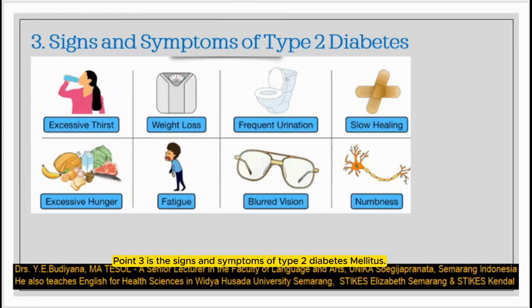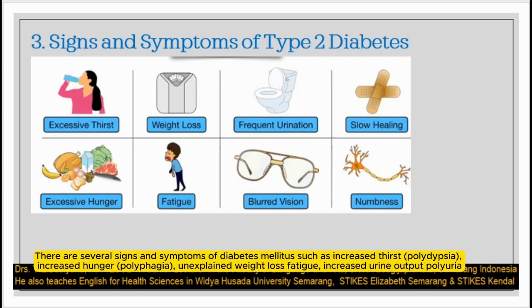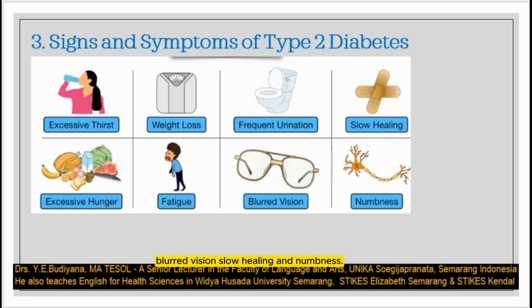Point 3 is the signs and symptoms of type 2 diabetes. There are several signs and symptoms of diabetes mellitus such as increased thirst, polydipsia, increased hunger, polyphagia, unexplained weight loss, fatigue, increased urine output, polyuria, blurred vision, slow healing, and numbness.